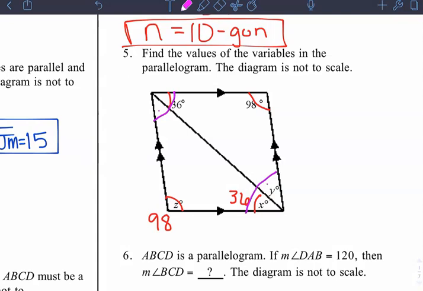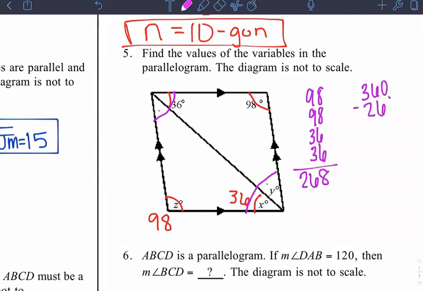So I'm going to add up 98 with 98, 36 with 36. Plug that into your calculator. You get 268. Subtract that from 360 since I know the sum of all of my angles add up to 360. You get 92.